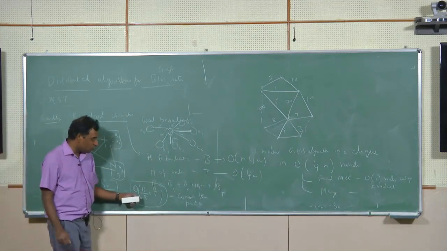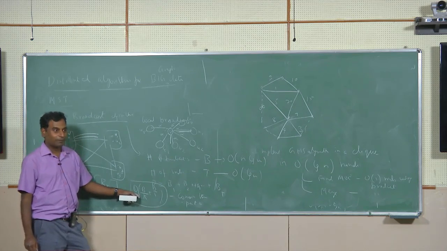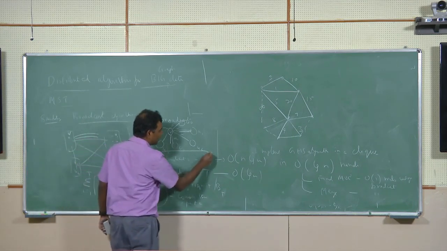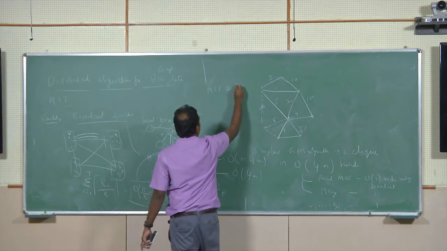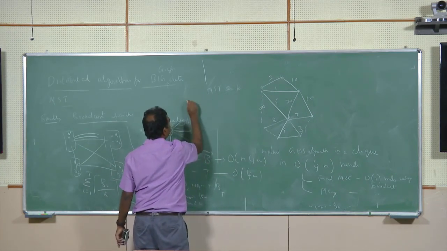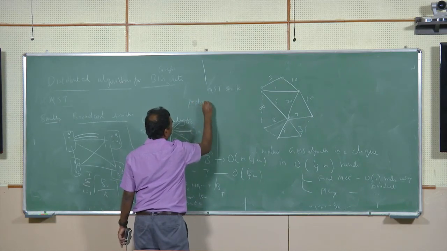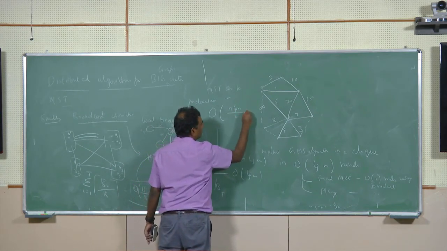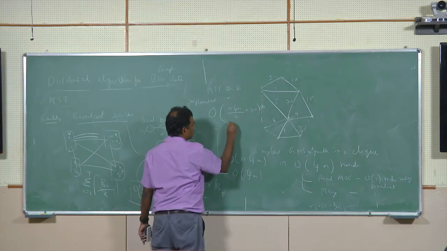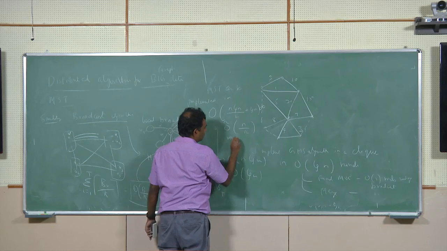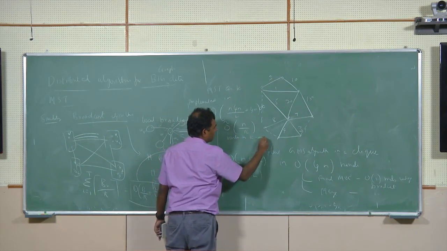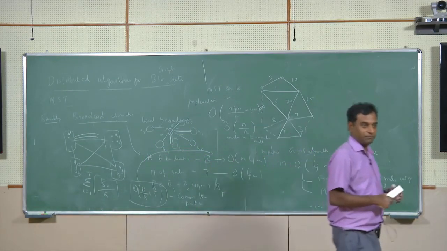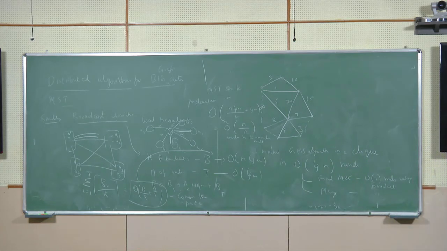So if I use this part of the conversion, what will be the complexity of implementing the K machine model? If I use this with this, then I will get... So, I just showed you that I can do it in n by k regardless of the graph parameters.